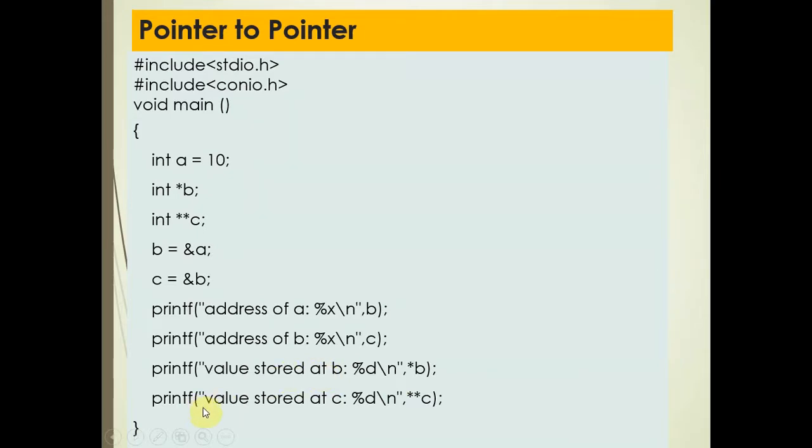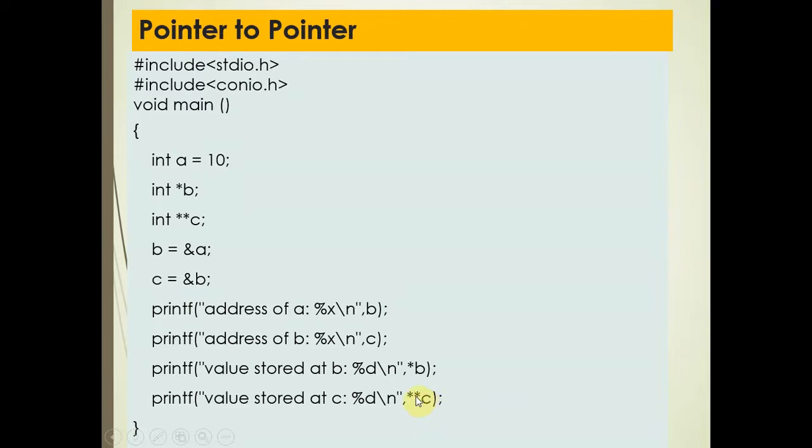Now see the last statement, value stored at c. This is the example of pointer to pointer, because c contains the address of b and b contains the address of a. So c directly points to a. The value which is going to be printed is 10, because c contains the address of a.